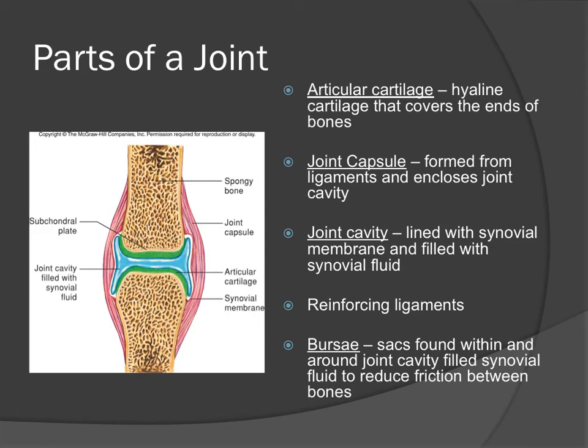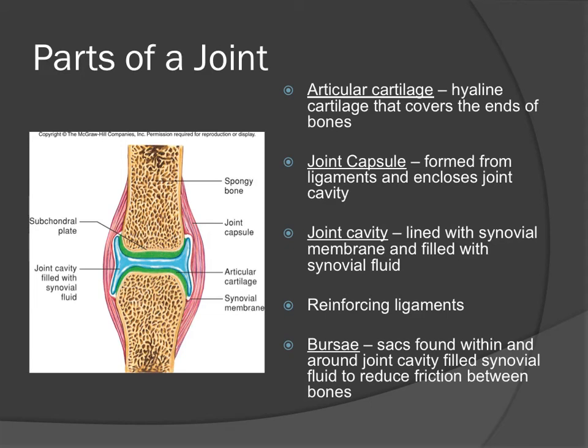Joint capsule, formed from ligaments, encloses the joint cavity. This is a thin fibrous sac containing fluid which encloses a joint. The fluid provides lubrication for bone movement. Joint cavity, lined with synovial membrane and filled with synovial fluid, also contains fluid to reduce friction by lubricating the joint.